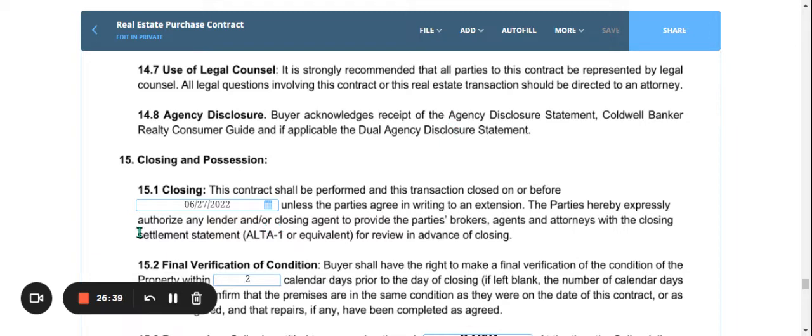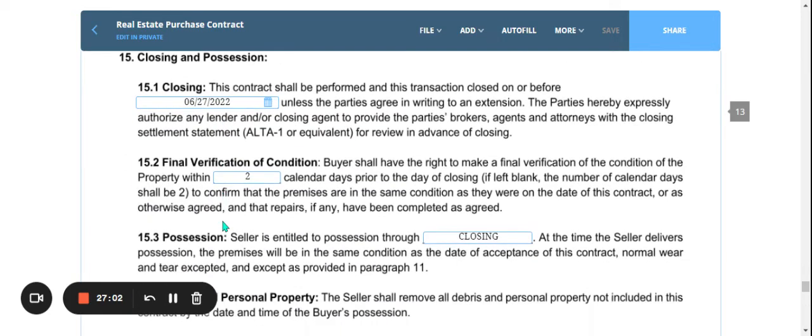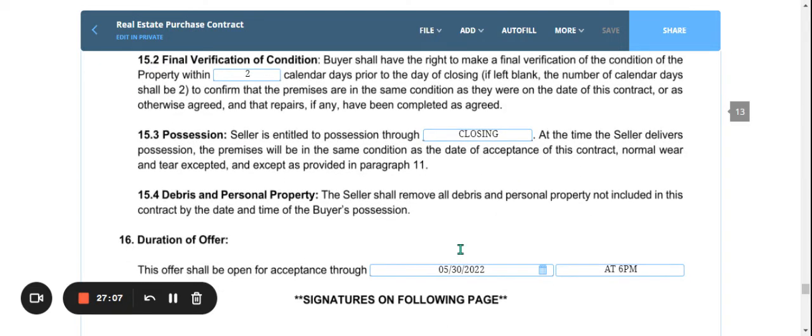Closing and possession. So this is where you'll see the closing and possession dates. Typically, closing takes 30 days, but sometimes we can get closed sooner, and sometimes closing gets pushed back. This will be the first closing date, and if anything else happens, then we'll sign an addendum and we'll change the closing date. We'll do our final walkthrough 2 days before closing, and sometimes possession is on closing date, and possession means the day that you actually get the keys to the house.